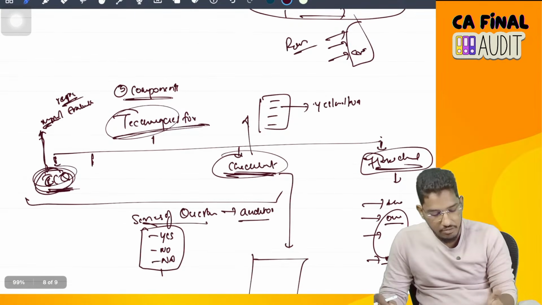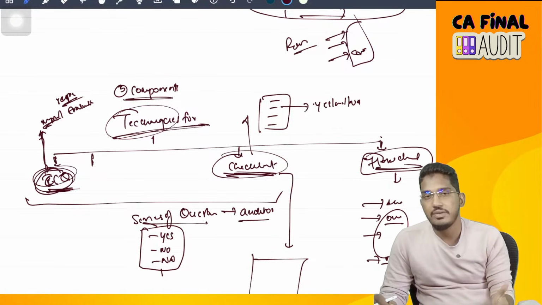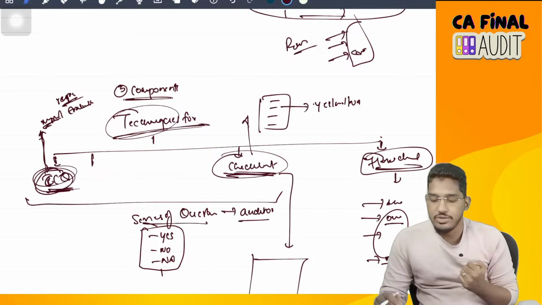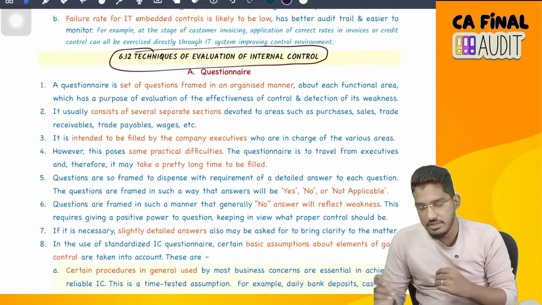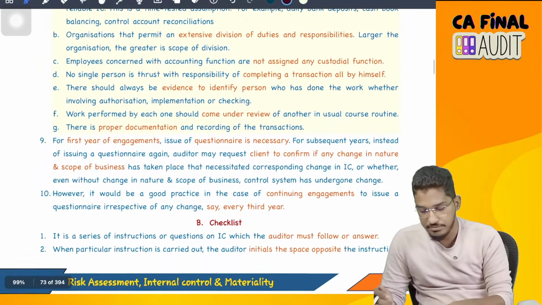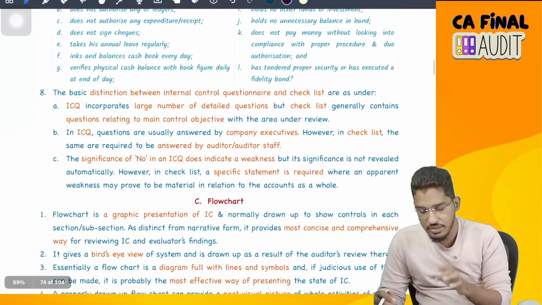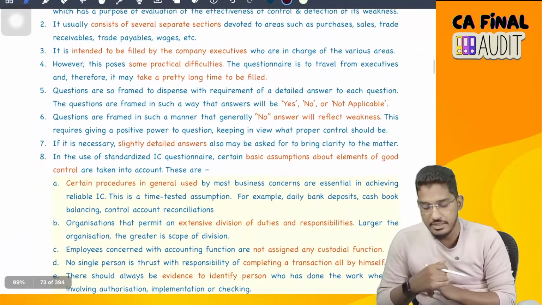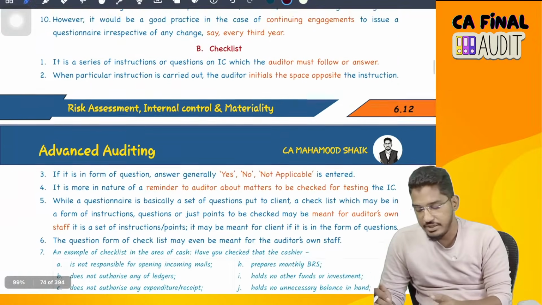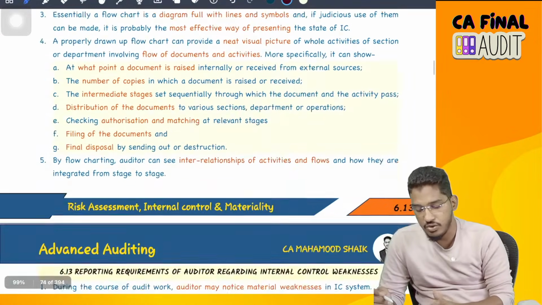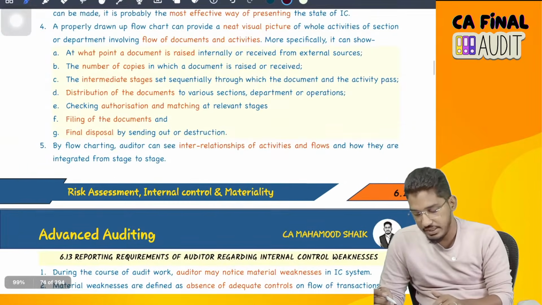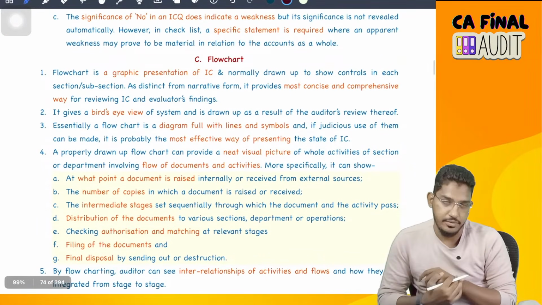So between internal control questionnaire and the checklist, the main point of difference is who is going to answer. In the case of internal control questionnaire, the client's staff or management will answer. In the case of checklist, the auditor's staff will answer. Understood? So this is the brief of the differences between internal control questionnaire and checklist. They have given even examples also of how the questions will be drafted in the format of yes, no, or not applicable. So just have a detailed understanding regarding it.